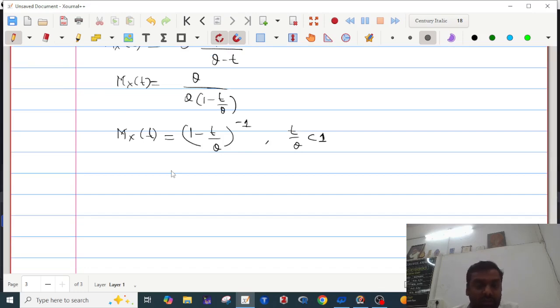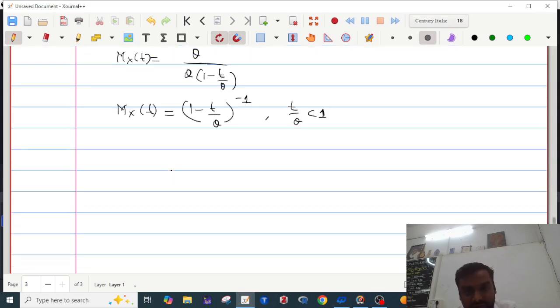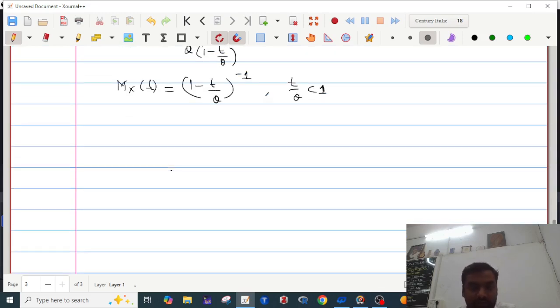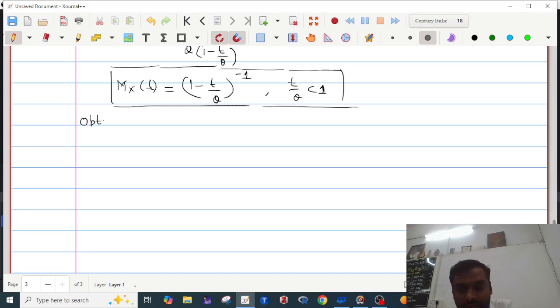So let's express this MGF, mx of t, for obtaining raw moments. The next concept is obtaining moments, raw moments, using MGF.